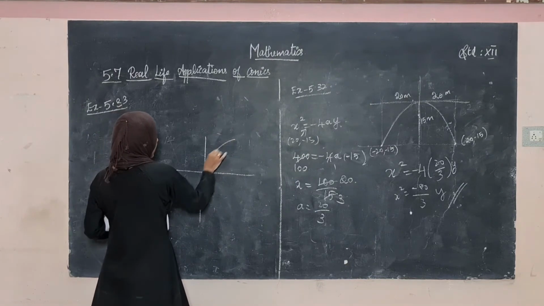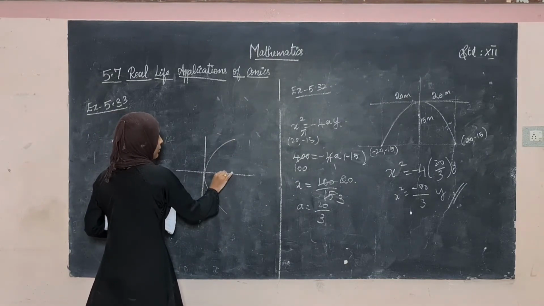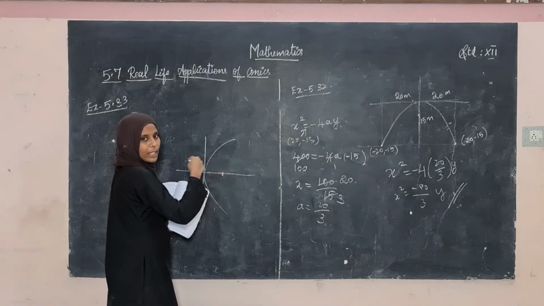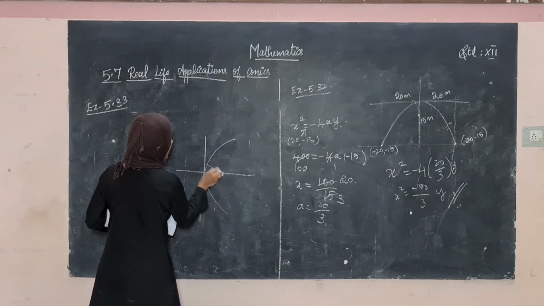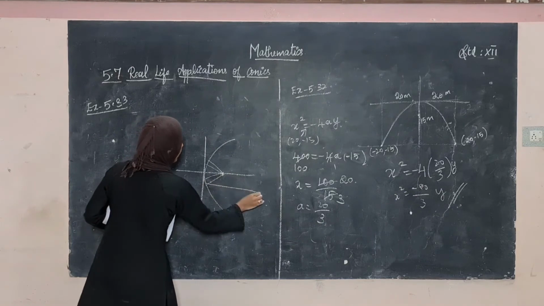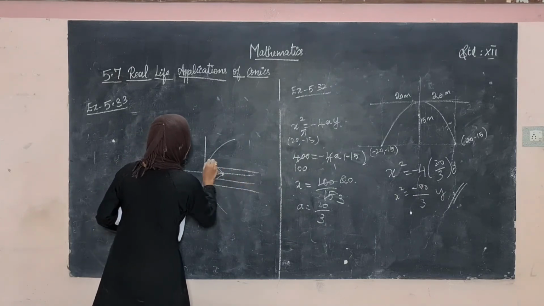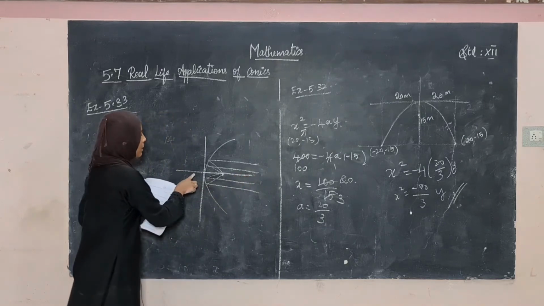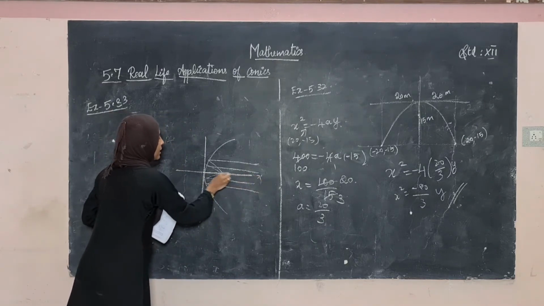If this is the focus of the parabola, and a light is moved from this focus, it will go like this and be reflected parallel to the axis. What is the axis here? The major axis is the x-axis. This is the axis, right?